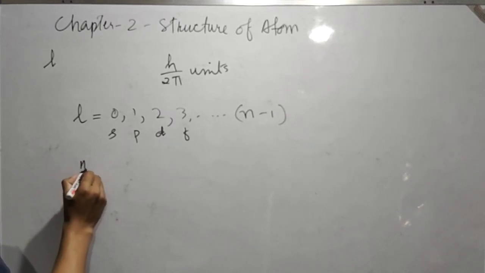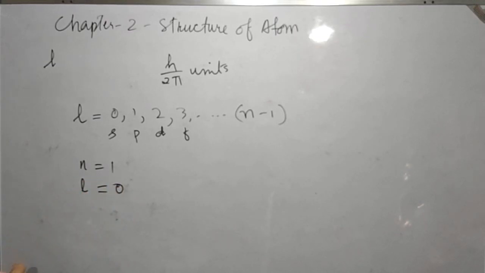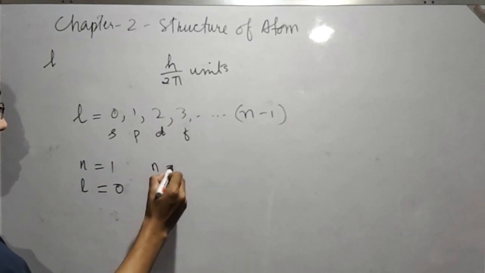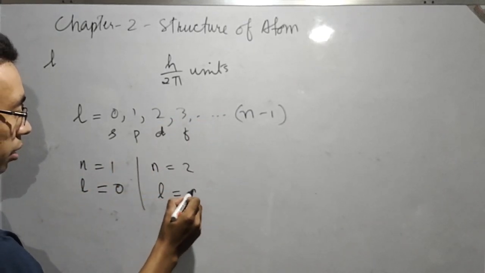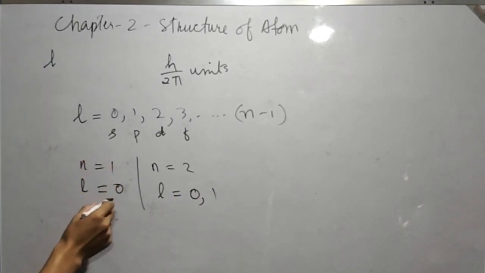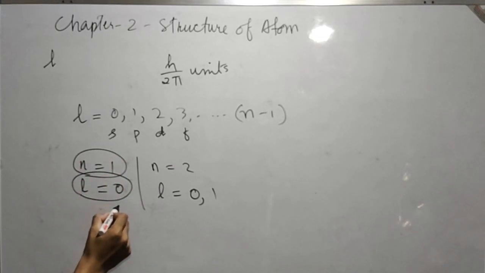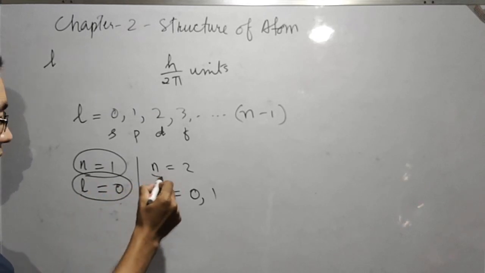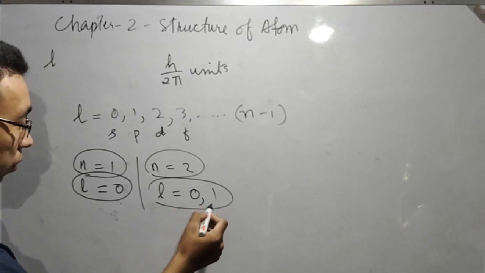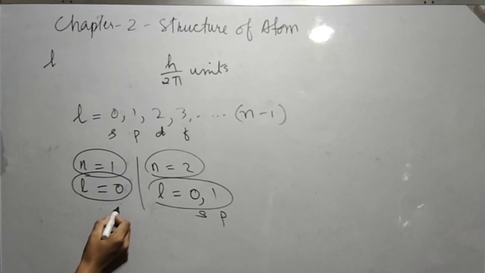See, if n is equal to 1, then L equals 0. It will be one value less than that of n. If n is equal to 2, then L can be 0 as well as 1. So in the first shell, where n refers to the shell, the number of subshells will be only 1. If it is the second shell, then the values of L are 0 and 1. That means there are two subshells, one called s and the other called p. Here it is only s.